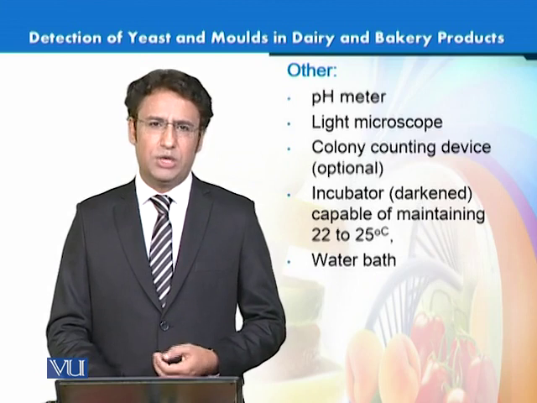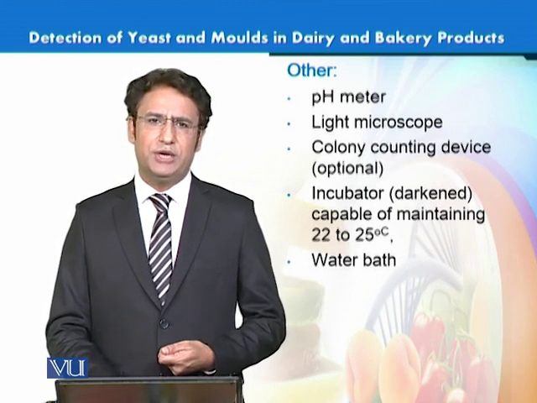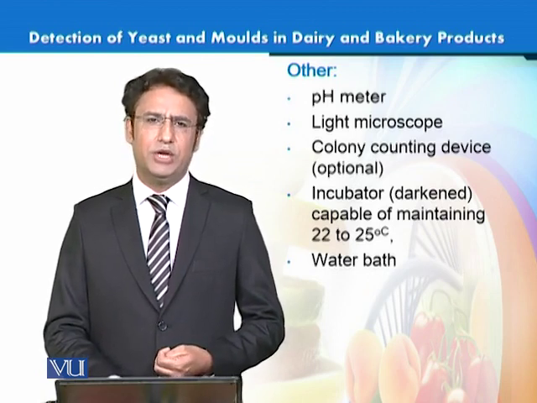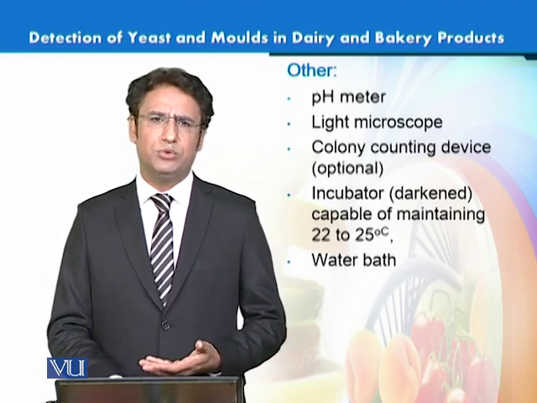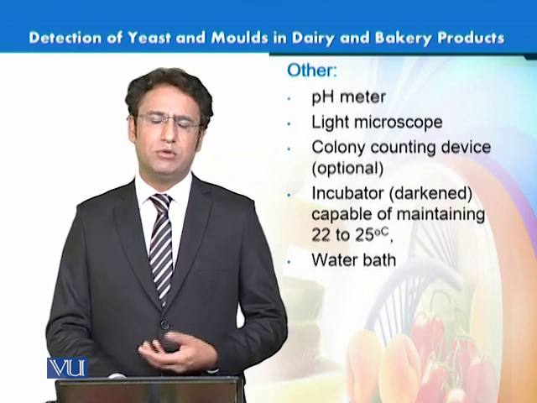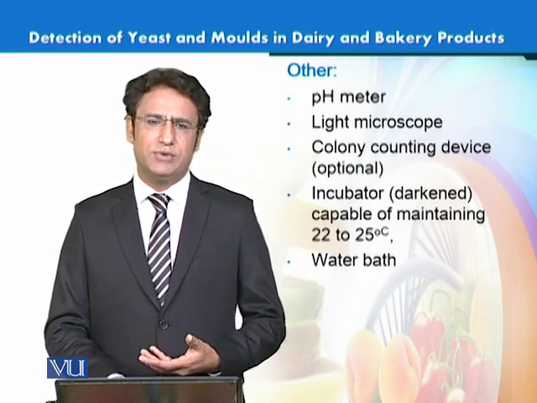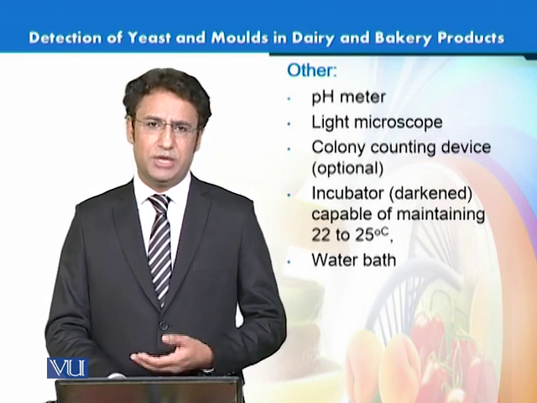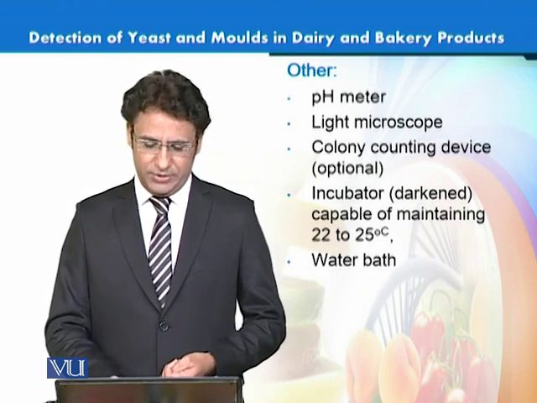If we talk about the equipment or instruments that are needed, it includes a pH meter or pH paper. Similarly, we need a light microscope to look at the morphology of yeast and mold. We need a colony counter as well to calculate the colonies. That's an optional part because they can be visually counted as well.